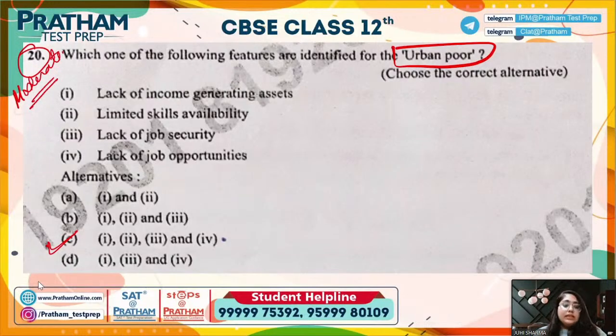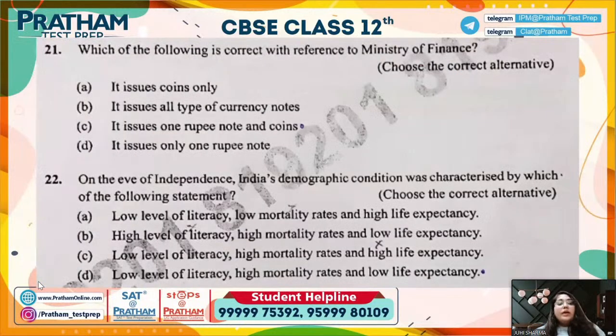Okay, now question number 21 we have, which of the following is correct with reference to the Ministry of Finance? बहुत ही आसान question है आपका, right? Issue coins only, नहीं, ये आपका गलत है, because only यहाँ पर आ गया, केवल वो coins issue नहीं करता है. It issues all types of currency notes, and actually this is also not correct, because सारे currency notes जो है वो issue नहीं करता Ministry of Finance. It issues only coins and 1 rupee note. Only 1 rupee note and coins issue karta hai. So option C is the right answer.